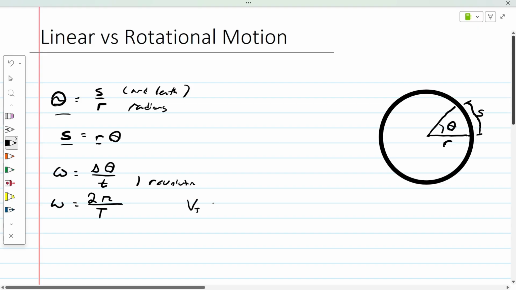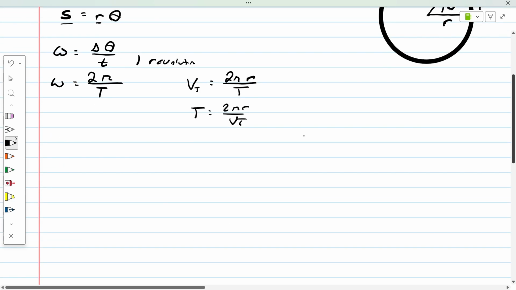And so our tangential velocity equation that we use from circular motion is the distance over time. And so the distance is just the circumference, which is 2 pi r, over the time, which is 1 revolution, which is T. And so now we have this T in terms of the tangential velocity. So we can go ahead and rewrite this in terms of T as 2 pi r over vt and get this. And so now that we have the period, we can plug this in over to here.